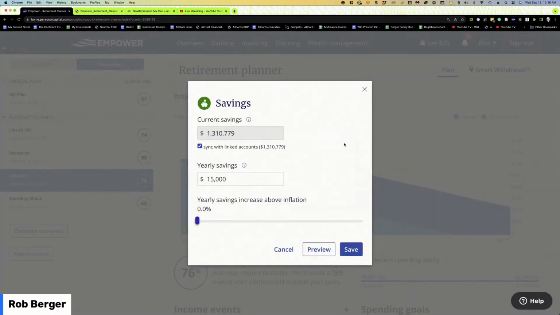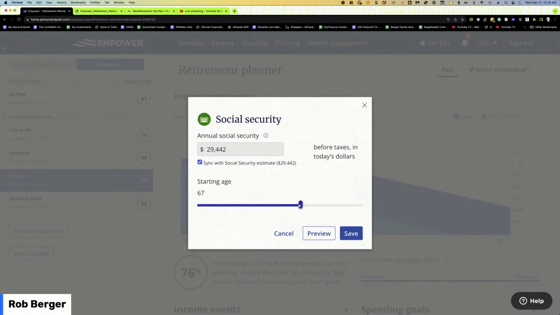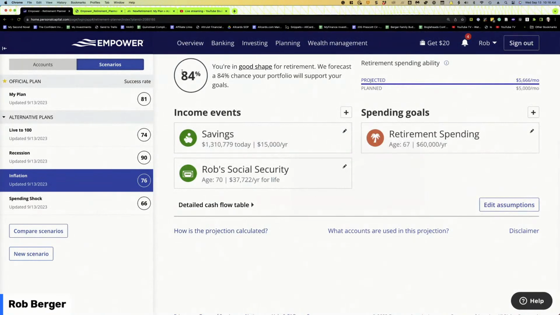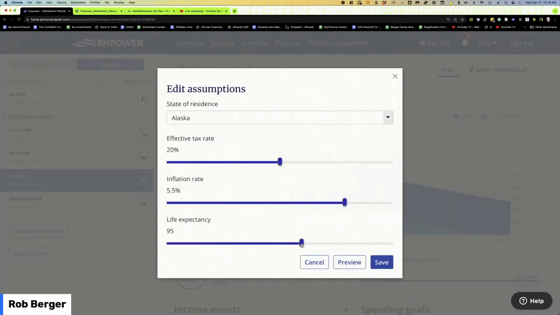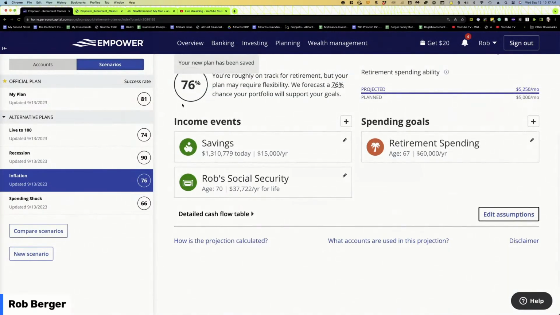And we could continue to make changes. Maybe we can save a little bit more money between now and retirement, right? We could look at this and say, well, wait a minute, we're going to retire at 67, but what if we wait till 70? I've heard that's always a good thing to do. Look at that, it jumps to 84%. And then, by the way, we could start to combine stress tests. Well, what if we live to be 100? Now we're kind of combining, right? We're back down to 76%. So you can see how you can combine these in different ways.